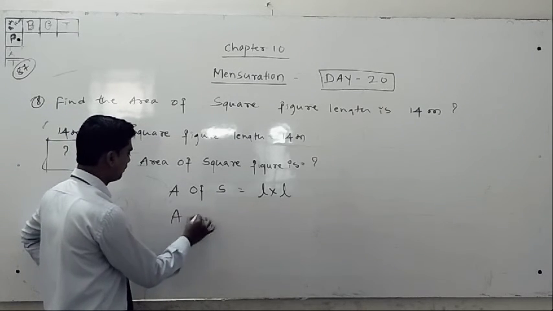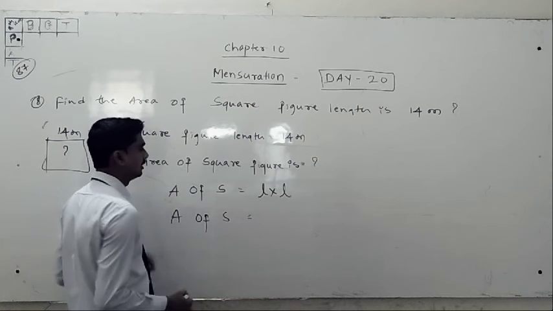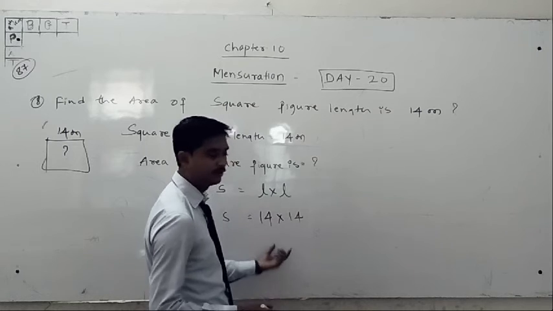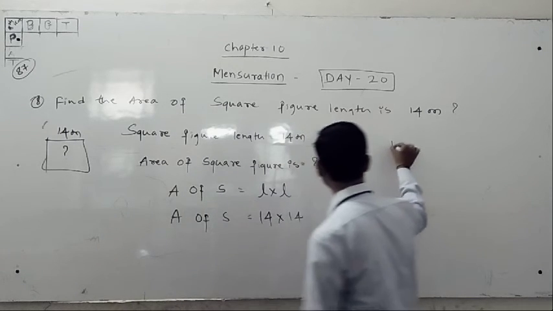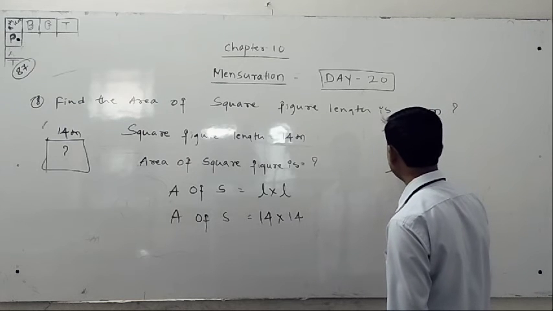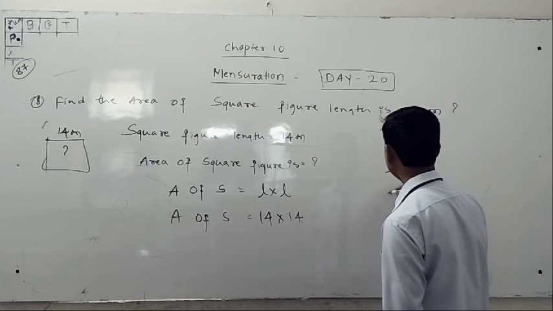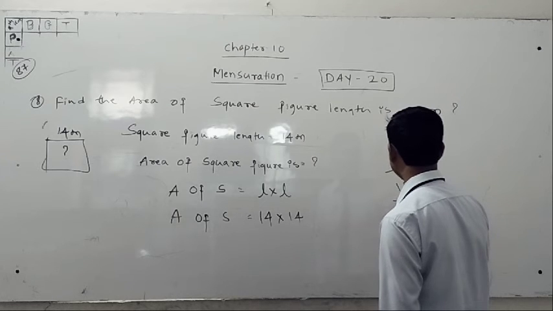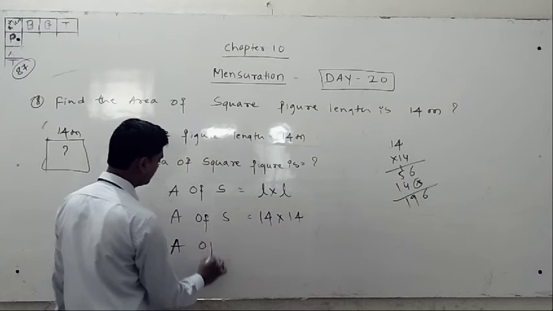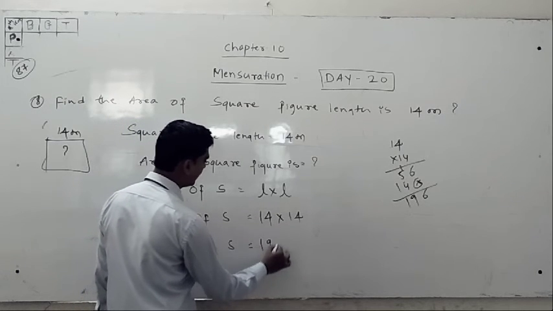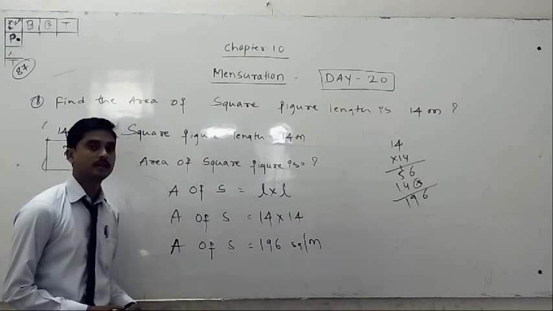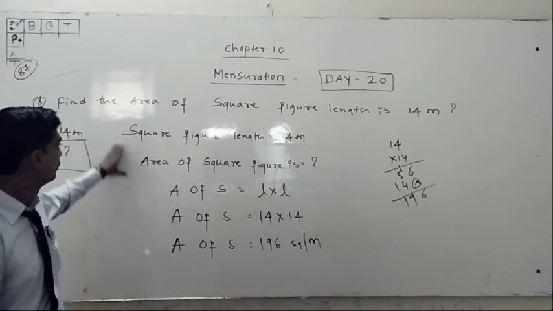Then A of S is equal to 14 into 14. Then you have to multiply here, 14 into 14. 4 4s are 16. 4 1s are 4 plus 1, 5. Then leave one place. 1 4s are 4. 1 1s are 1. 6 9 1. 196. A of S is equal to 196 square meter. All of you write down this one.